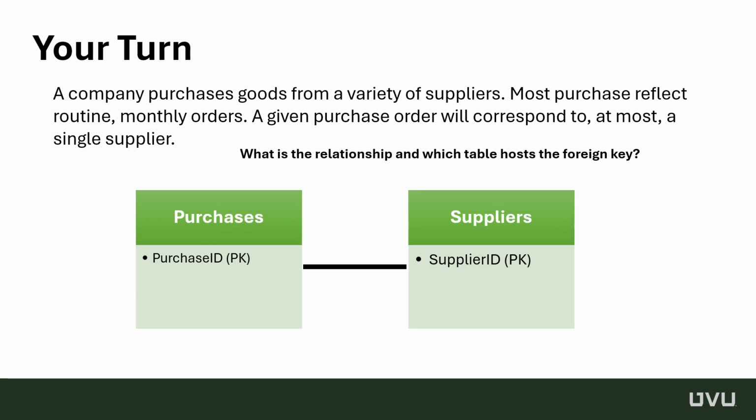Okay, a company purchases goods from a variety of suppliers. Most purchases reflect routine monthly orders. A given purchase order will correspond to, at most, a single supplier. This suggests that going from purchases to suppliers, this is a many-to-one relationship. We would expect to continually make repeat purchases from a given supplier, but any given purchase order will correspond to one and only one supplier. Well, since purchases is the many side here, we would expect to see supplier ID in the purchases table. It is the primary key of the suppliers table, but it functions as a foreign key in the purchases table.